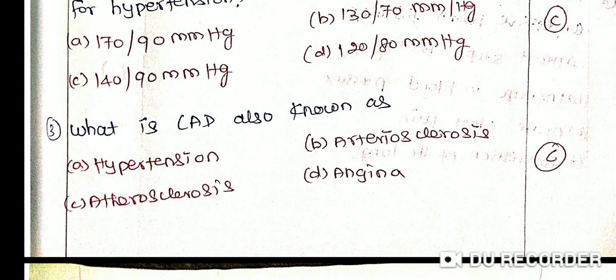What is CAD also known as? Option A hypertension, option B arteriosclerosis, option C atherosclerosis, option D angina. The correct answer is option C atherosclerosis. CAD or coronary artery disease is also known as atherosclerosis. It occurs in the coronary arteries, which supply blood to the heart muscles. It leads to the narrowing of artery lumens.